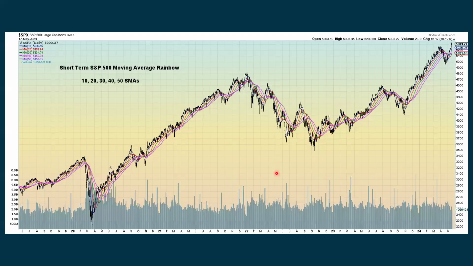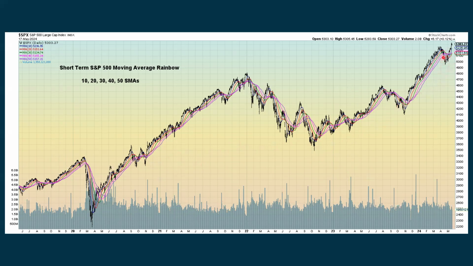Then I look at some short-term charts. This is a rainbow, and I usually only show this chart in this video, and I try to take a longer-term look. I go back a number of years with this chart, and then there are different moving averages on this chart going from 10 periods up to 50 periods.